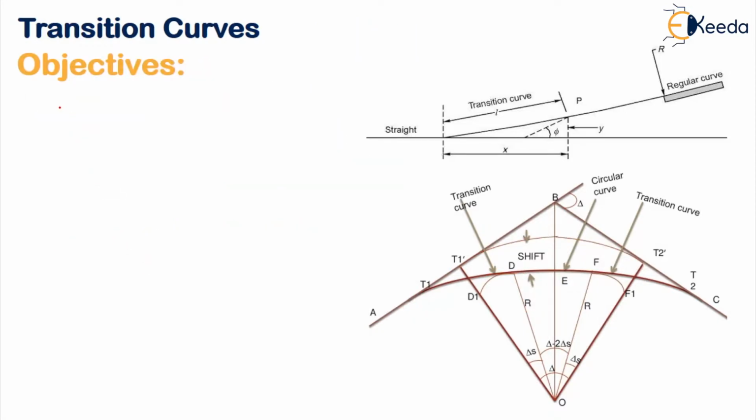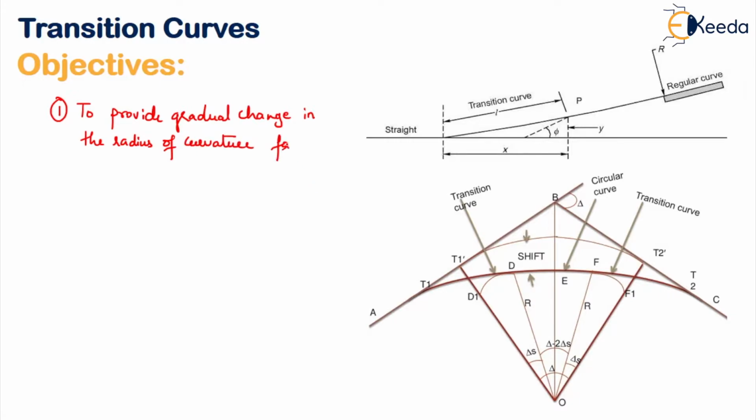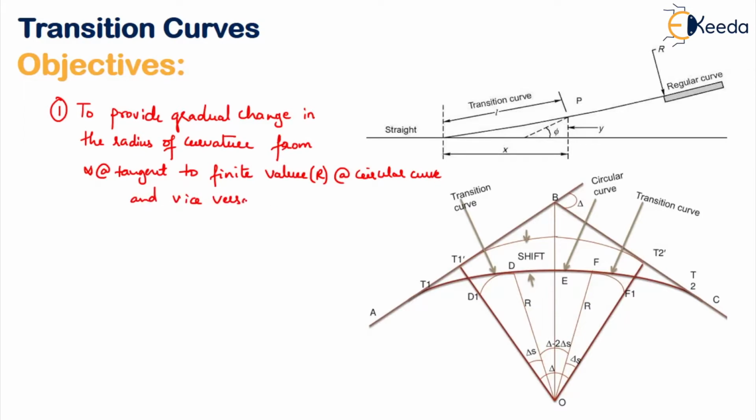The first one, as we already mentioned, is to provide gradual change in the radius of curvature from infinity at the tangent to a finite value equal to R at the circular curve, and vice versa. This we have already discussed, so I'm not going into detail with that.